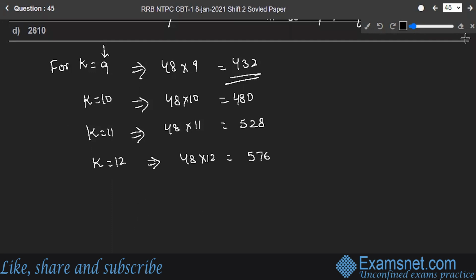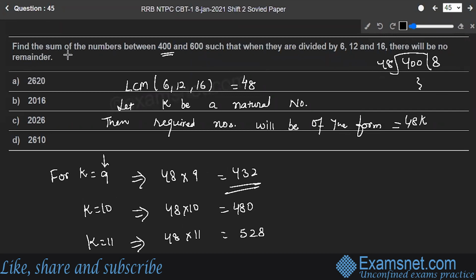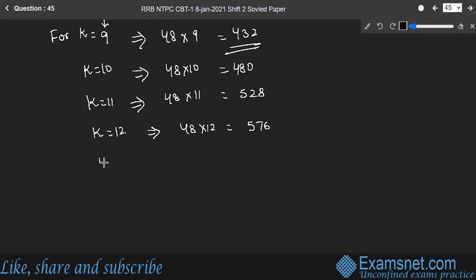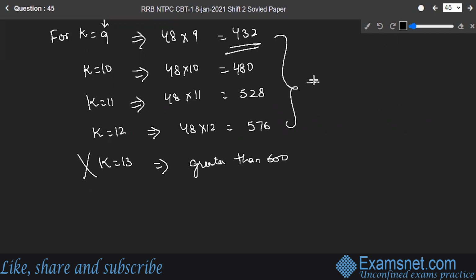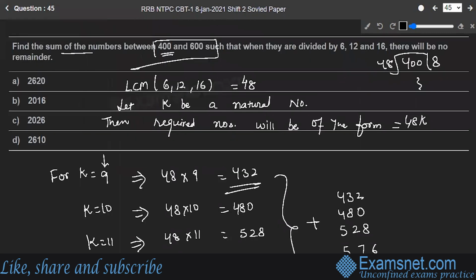576. Now you have to find the sum of the numbers between this. So a number greater than this, if I'm taking K equal to 13, it will be a number greater than 600. I will ignore this one then. I will not take this one. So now let's add all of them. 432, 480, 528, 576. This will give me a total of 2016. So here we have option B as the correct answer.